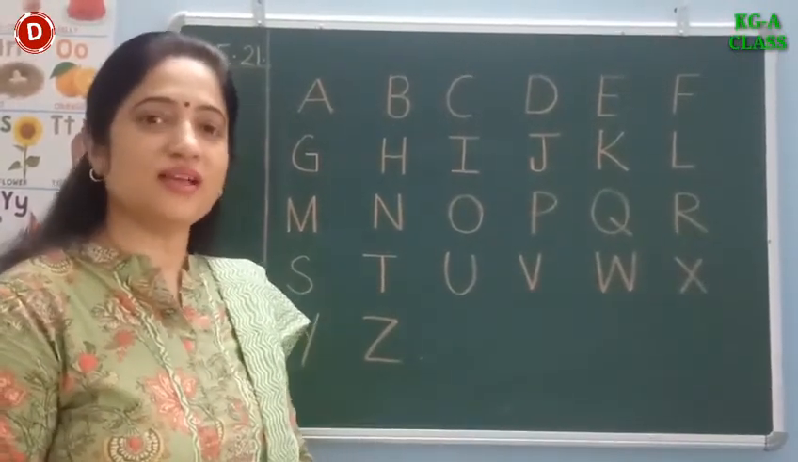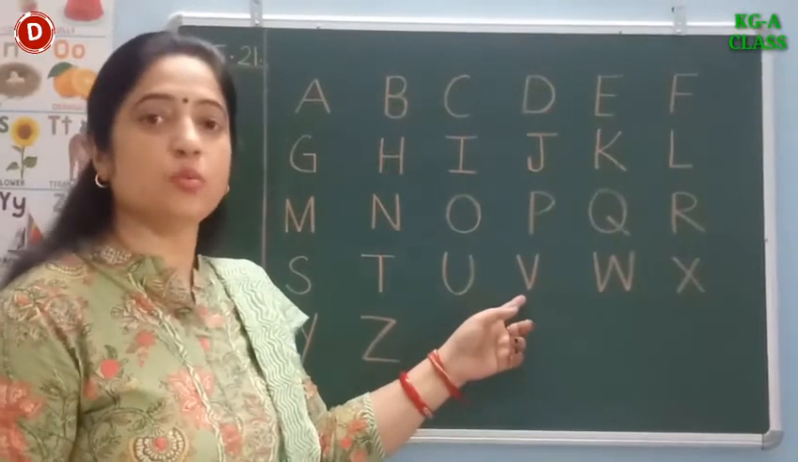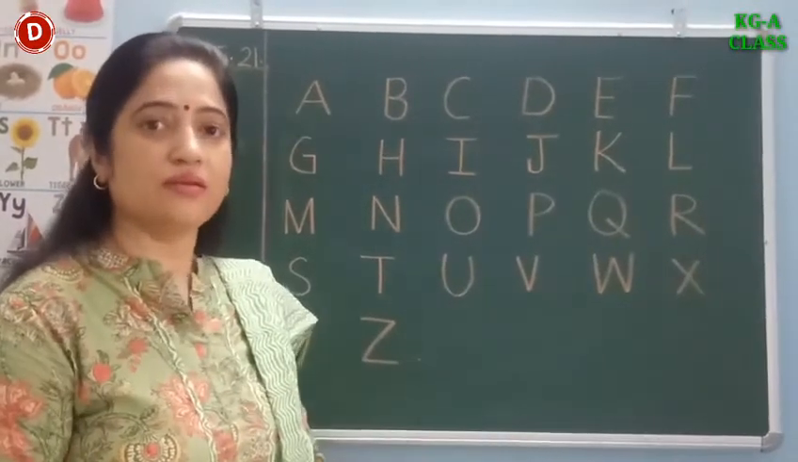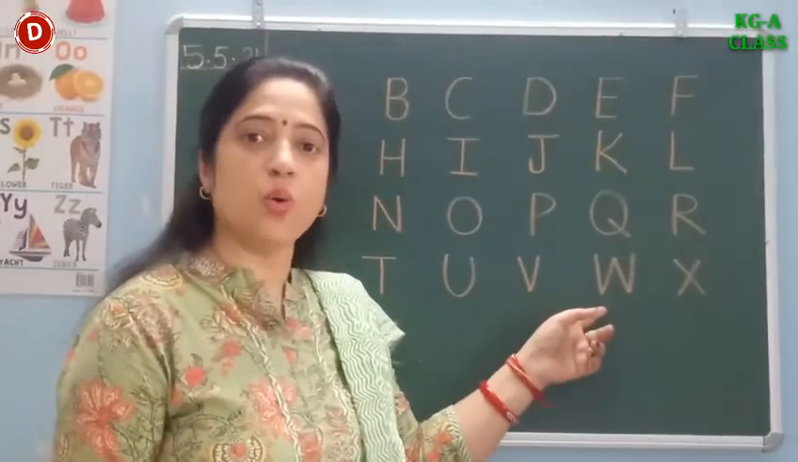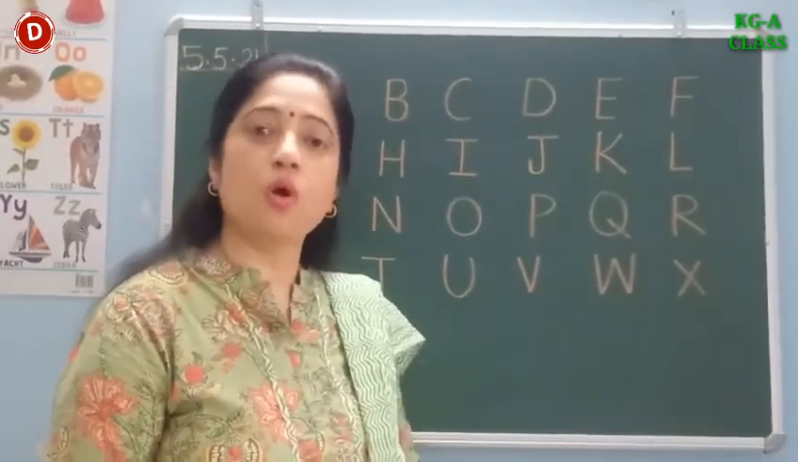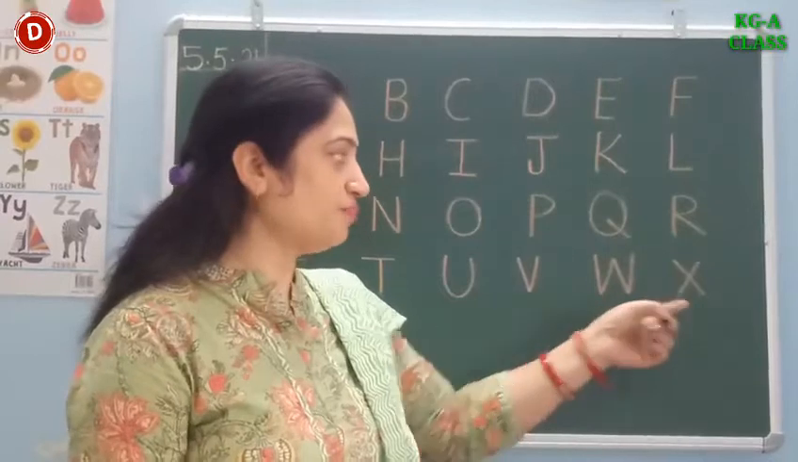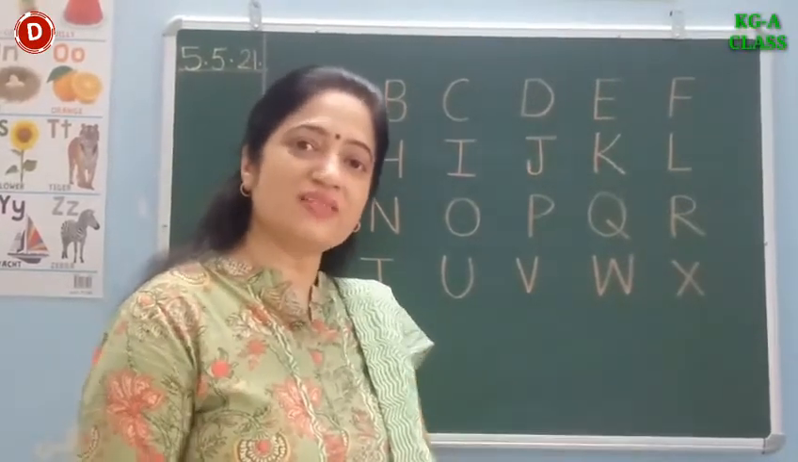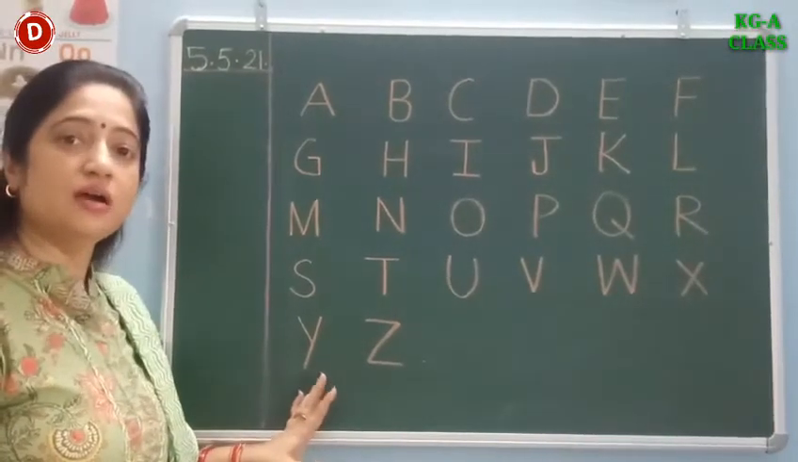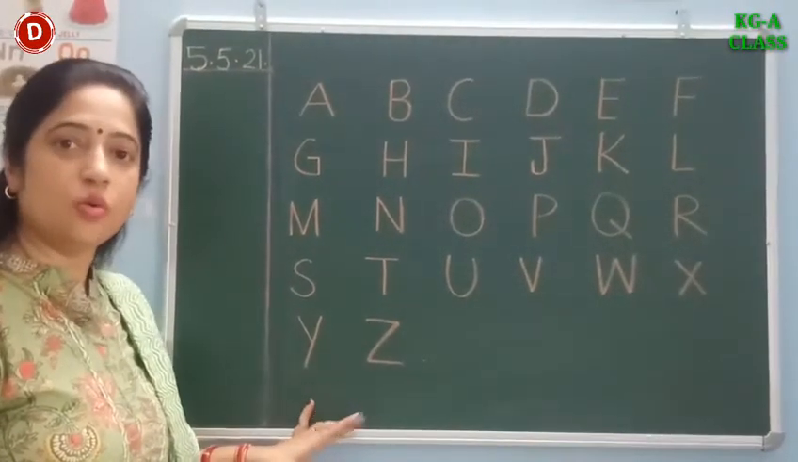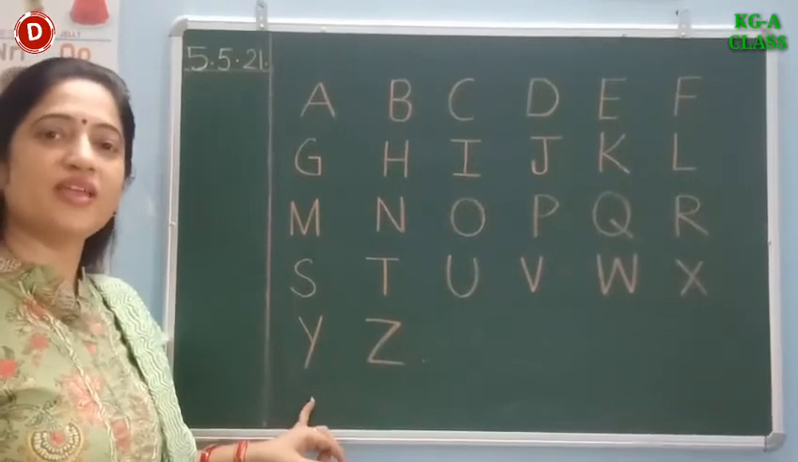So U says A. V says W as van, was. So V says W. W says W, watch, water. W says W. X says X as Xmas tree. Now comes Y. Y says yak, yellow, yarn. So the sound of Y is Y.